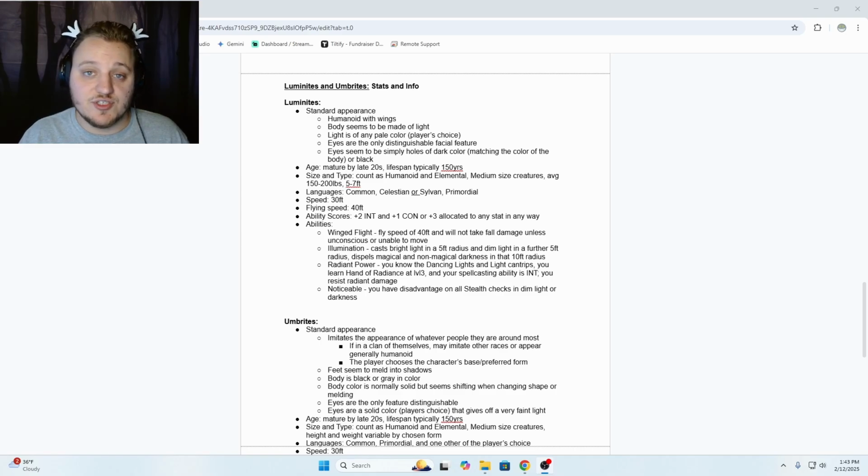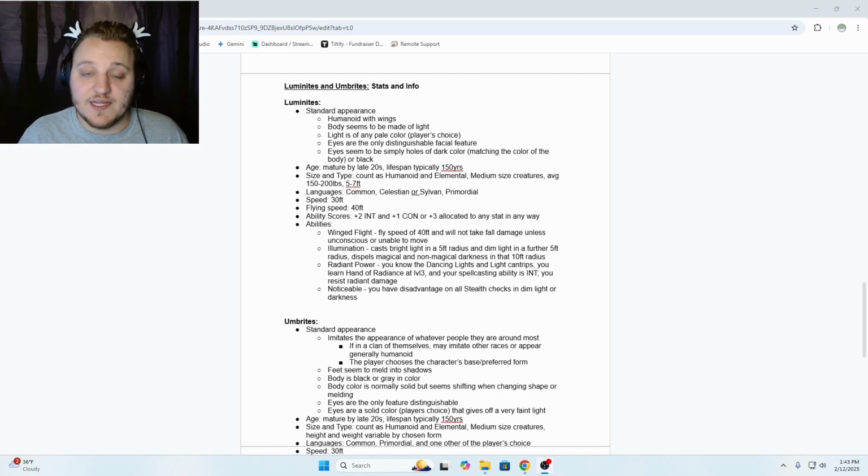The languages at their disposal are Common, Celestial, or Sylvan, which would be determined by who they're contracted to, if they're contracted to anyone or have been in the past, and Primordial. Their walking speed is 30 feet. They have a flying speed of 40 feet. Their ability scores are +2 to Intelligence and +1 to Constitution, or +3 allocated to any stat in any way. So you could put +1 to 3 different stats, +2 to one, +1 to another, or +3 to one stat. It's up to you.